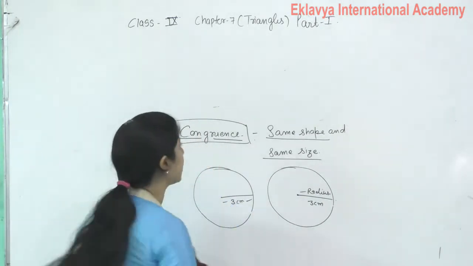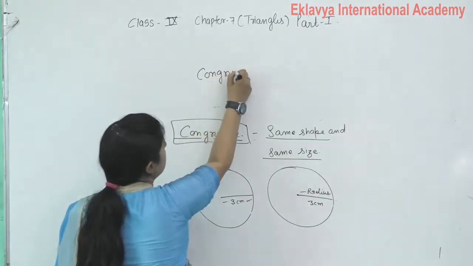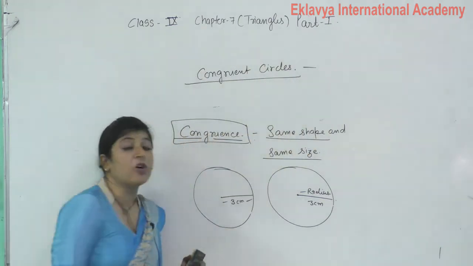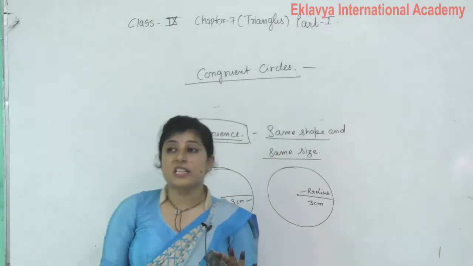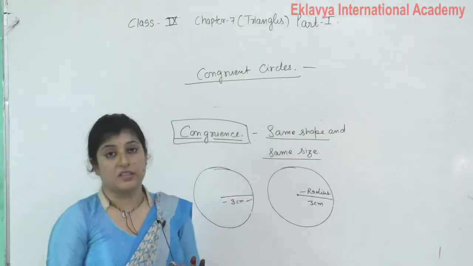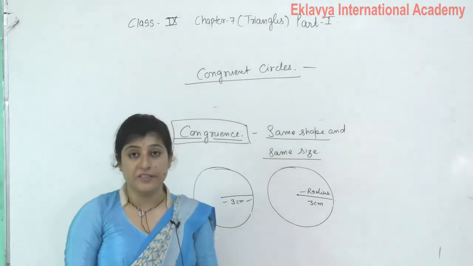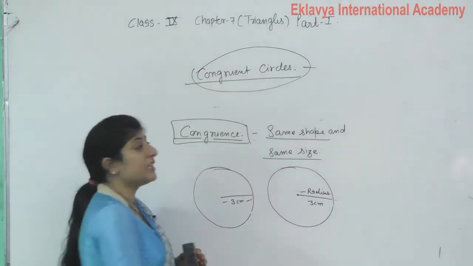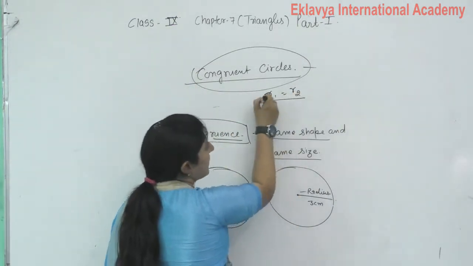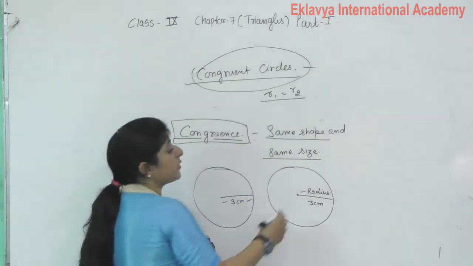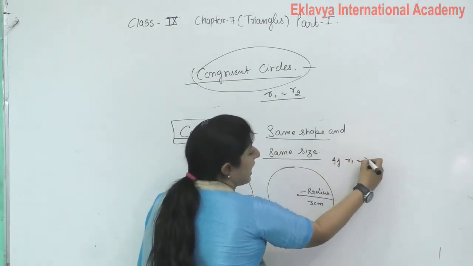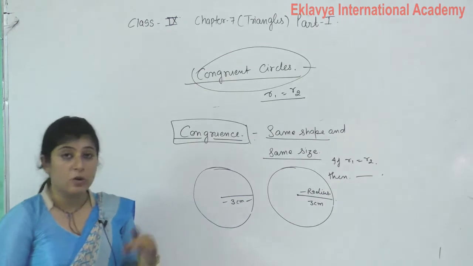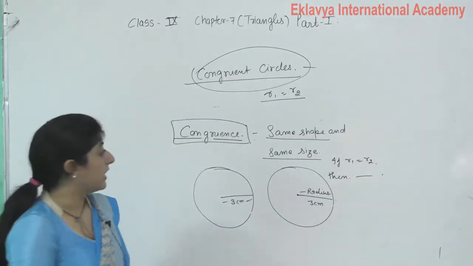Or if I am using the word congruent circles, then this automatically shows that these two circles have the same radius. How much? Maybe it is given in the question, but whenever it is given to you that they are congruent circles, it means both circles' radii are equal. Or if it is given to you that both circles' radii are equal, it means we can say these two circles are said to be congruent. The converse is also true.